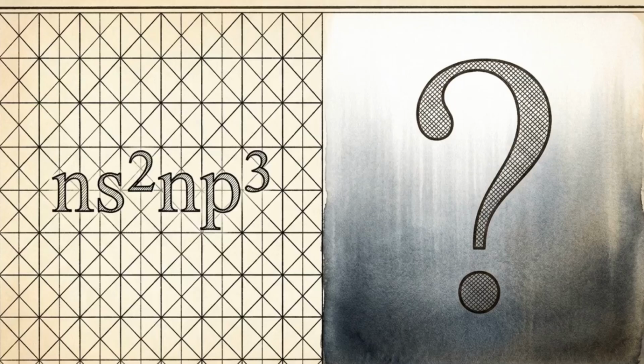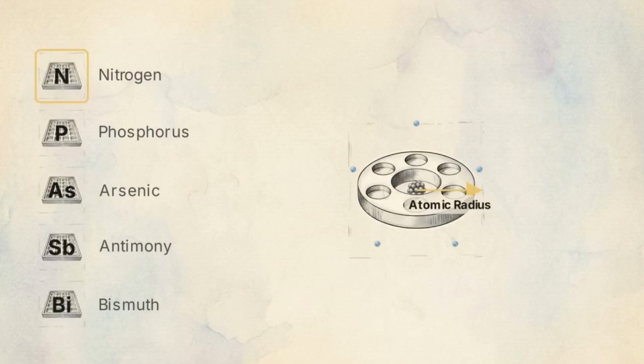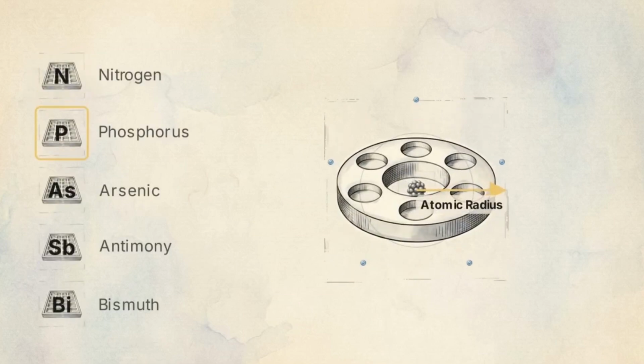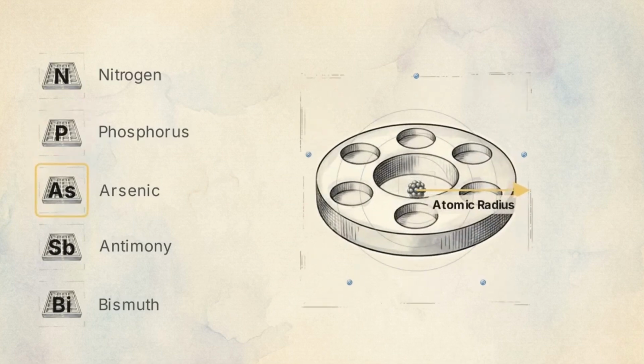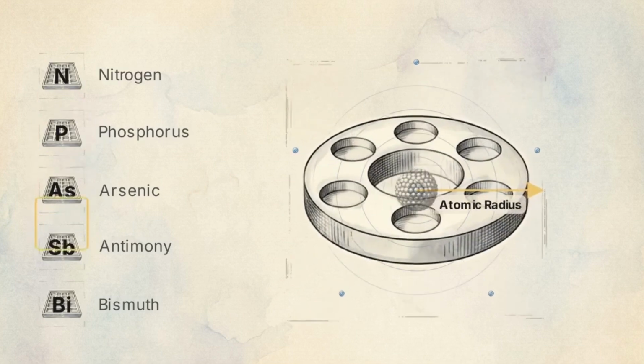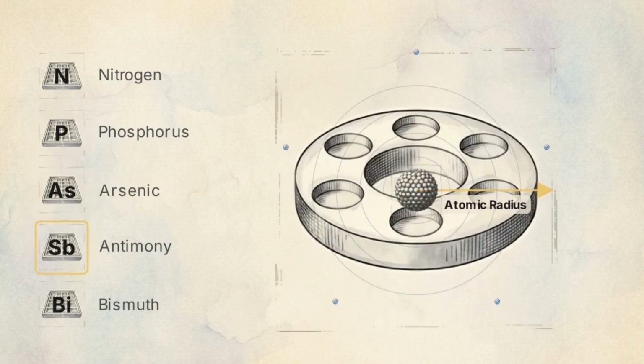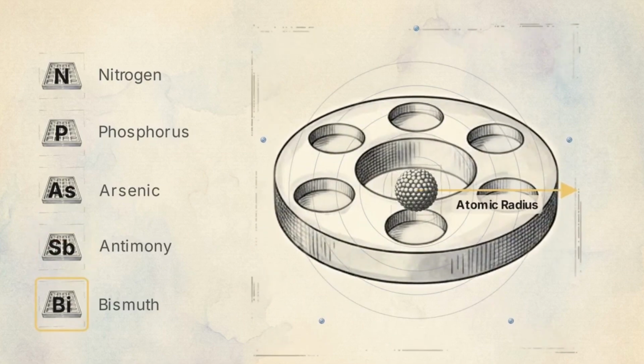If the electron count is the constant, the physical transition down the column must be driven by a single changing variable. We can visualize the group as a vertical stack, starting with nitrogen at the top. Moving down one position requires adding a new principal electron shell. This causes the atomic radius to swell. As we move down to bismuth, the atom physically expands.